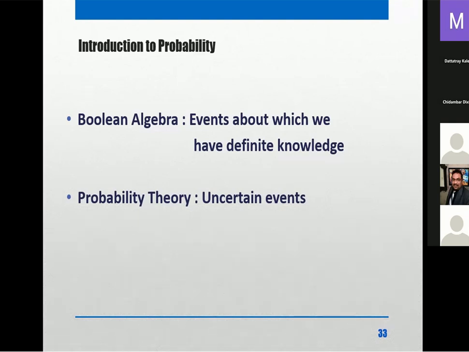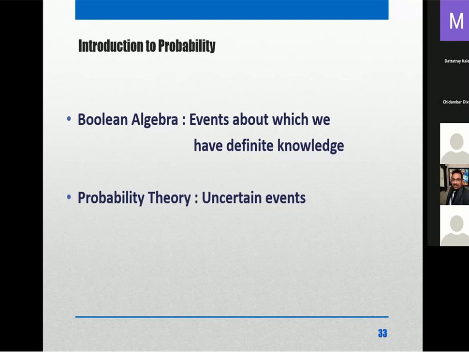Boolean algebra works with the events about which we have definite knowledge. Definite knowledge is nothing but output is predefined, 0 or 1, in a simple way. I'm repeating it again: the state on or off for an event that has already happened. We know that corresponding Boolean statements can only be true or false. We have defined knowledge about events in the past.